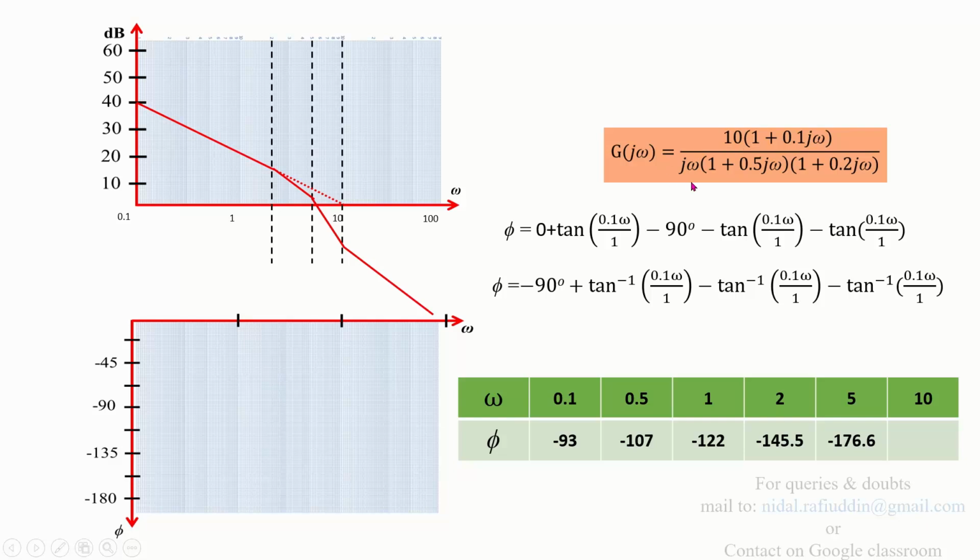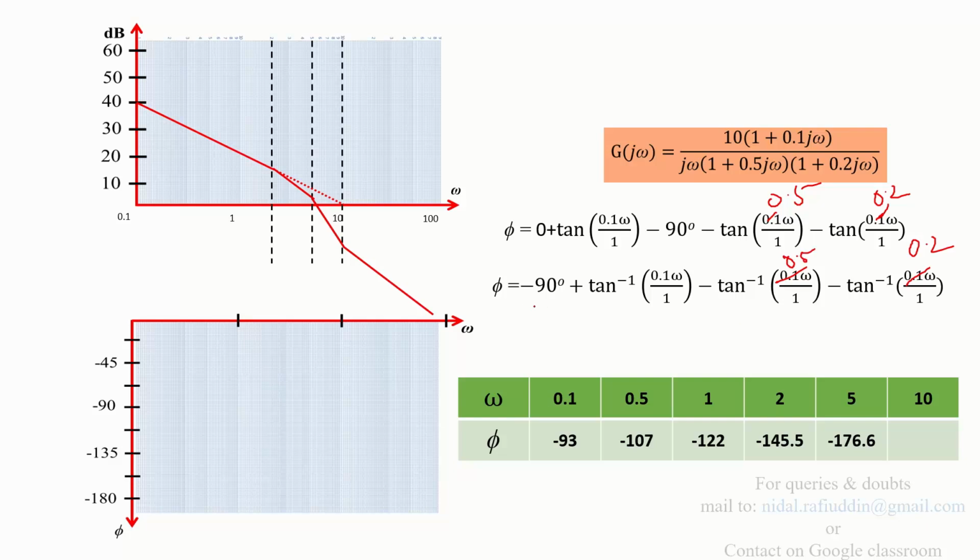This can be written as 0 plus j omega. So this will be contributing minus 90, minus because this particular expression is in the denominator. And this again is in the denominator. You have minus tan inverse of... sorry, slide correction here. This is 0.5 omega, and this is 0.2 omega. Likewise, this is 0.2 and this is 0.5.